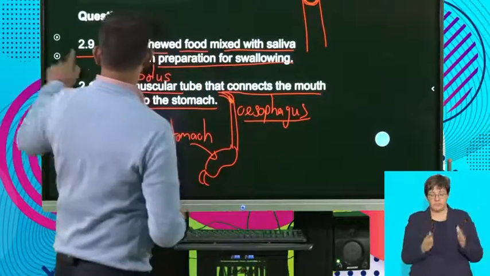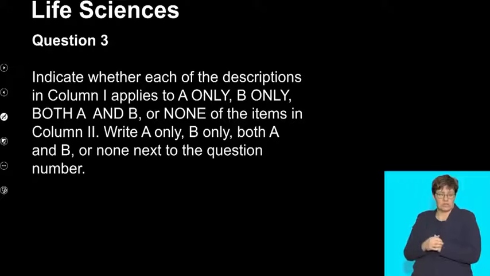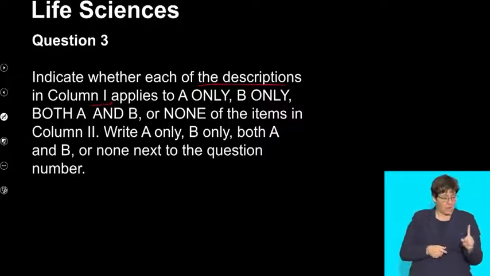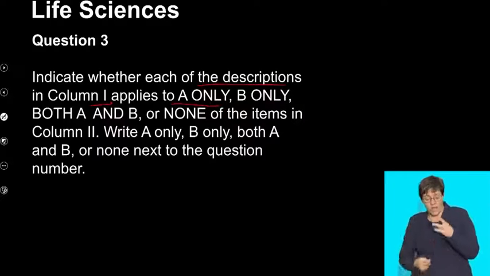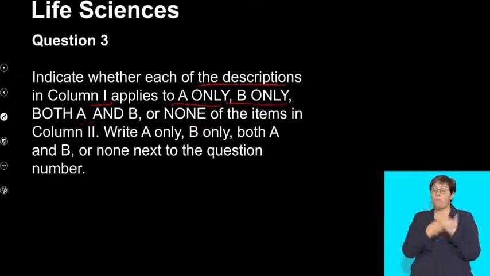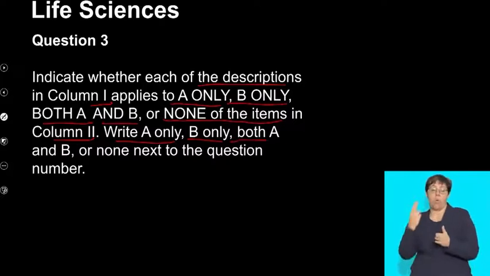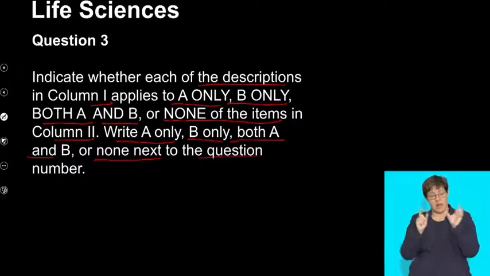Let's try and attempt a few more questions of a different type. Question 3. Indicate whether each of the descriptions in column 1 applies to A only, B only, both A and B, or none of the items in column 2. Okay, write A only, B only, both A and B, or none next to the question number.